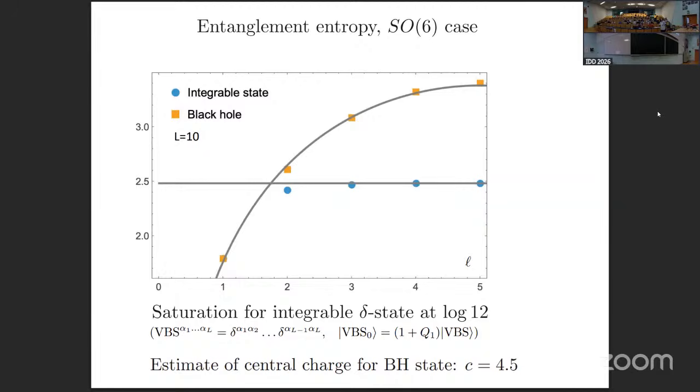And you see again the same picture. The integrable matrix product state has an entanglement entropy which saturates at some value. It's actually log 12 in this case, and you can argue for that again analytically. But what interests us is this logarithmic behavior for the black hole state. We don't have as good statistics as before, but if we just naively make an estimate for the central charge, then we find that it's 4.5. Again, we don't really know where that number comes from, how we should interpret it, but of course we would like to find out.